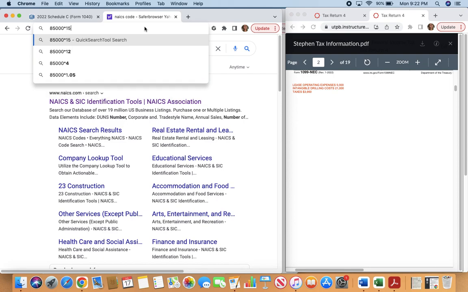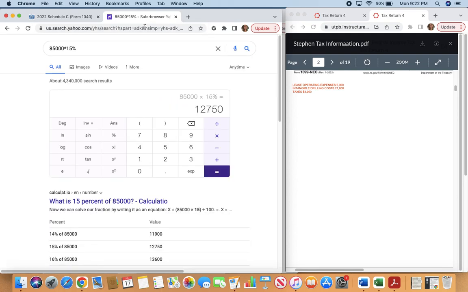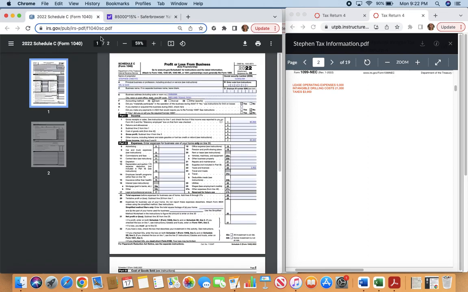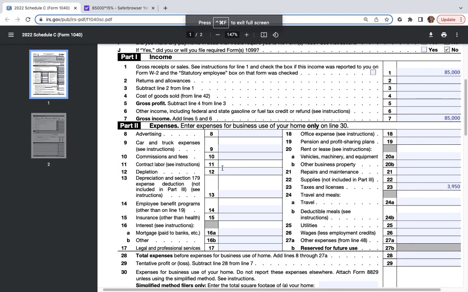In this case, we're going to use the percentage depletion, which is 15%. So you're going to take 85,000, which is the gross amount, times 15%, and the amount is $12,750. So for depletion, we're going to enter 12,750.